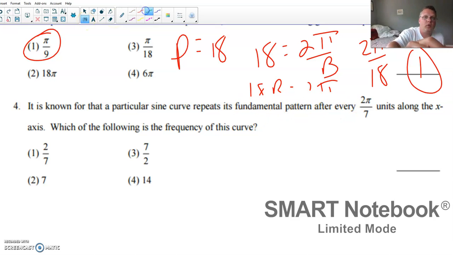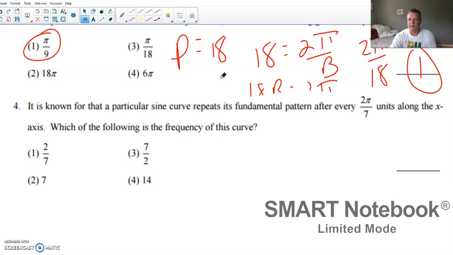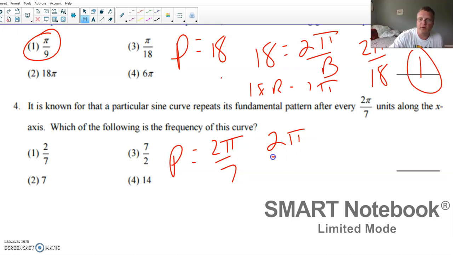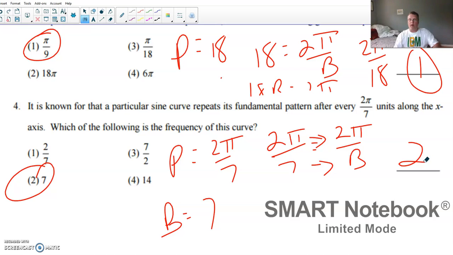So for the next one, it is known the sine curve is a pattern. So that is your period. So P is 2 pi over 7. So 2 pi over 7 equals 2 pi over b. Clearly these match. So b equals 7. Choice 2. All right, good job.